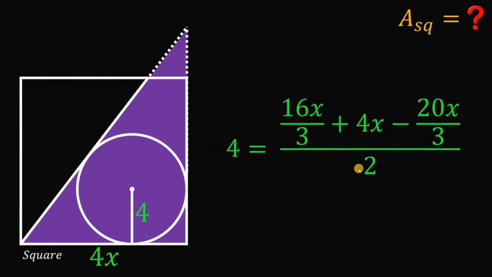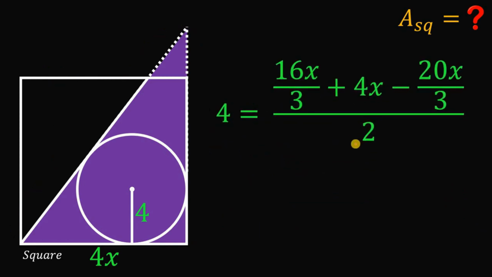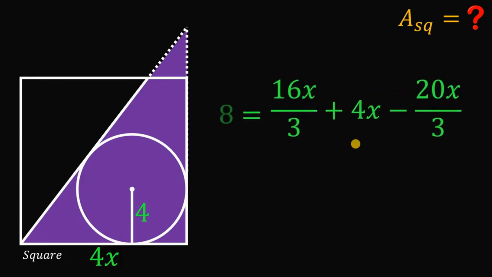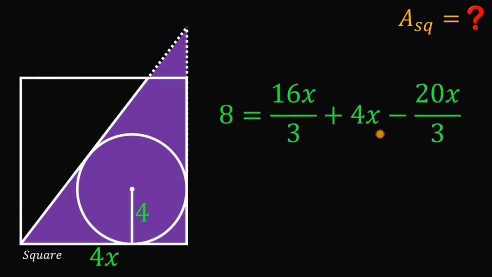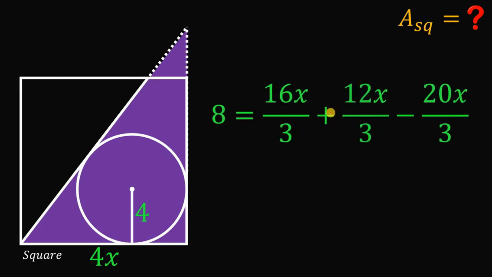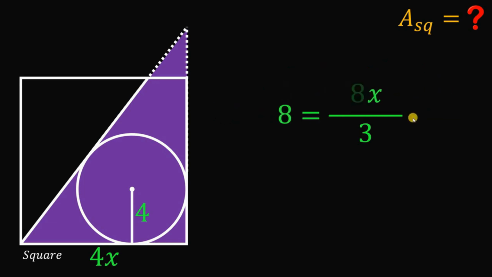So let's focus on this equation. Now, let's multiply both sides by 2. Next, this 4x, multiply this by 3 over 3 to make all these fractions similar. So this will give us 12x over 3. Now let's combine this. This simplifies to 16x plus 12x minus 20x divided by 3. Now 16x plus 12x will give us 28x, minus 20x will give us 8x.